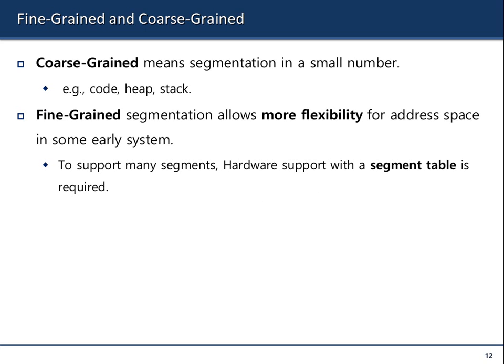Okay. And there's also a granularity of segmentation. So the first one is called coarse grained, which means segmentation in a small number.